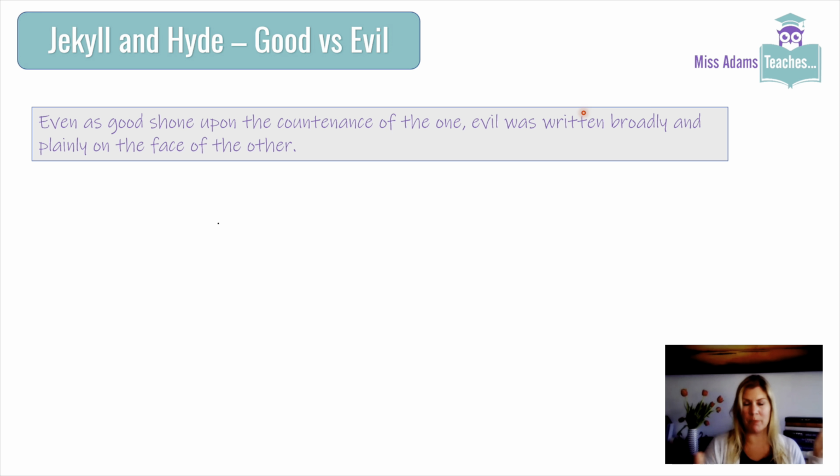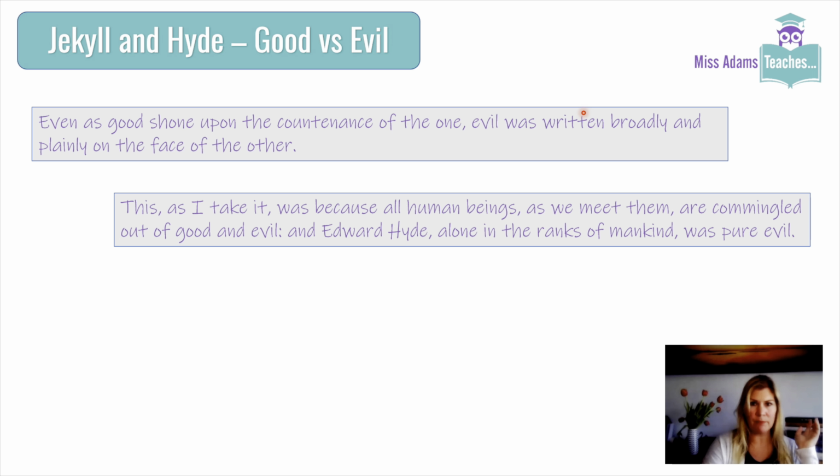It's sweeping, but that's the general gist. In that lovely metaphor, evil was written broadly. He also points out, when he's describing why Hyde creates these strange misgivings in people, why people shudder around him, that it is because all human beings are commingled out of good and evil. Yeah, duality. That's everyone, with the exception of Hyde, because Hyde is pure evil.